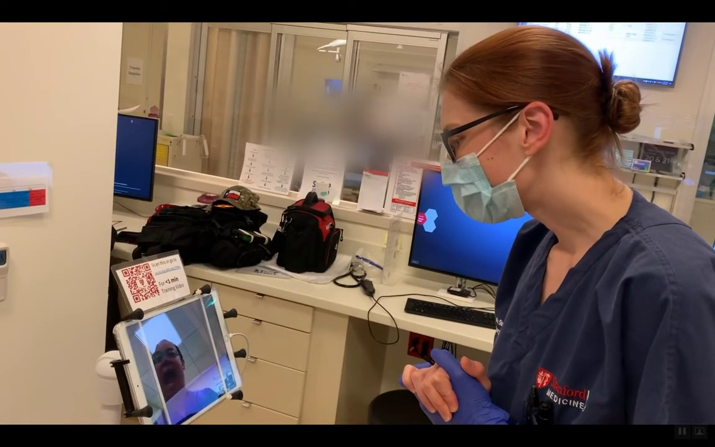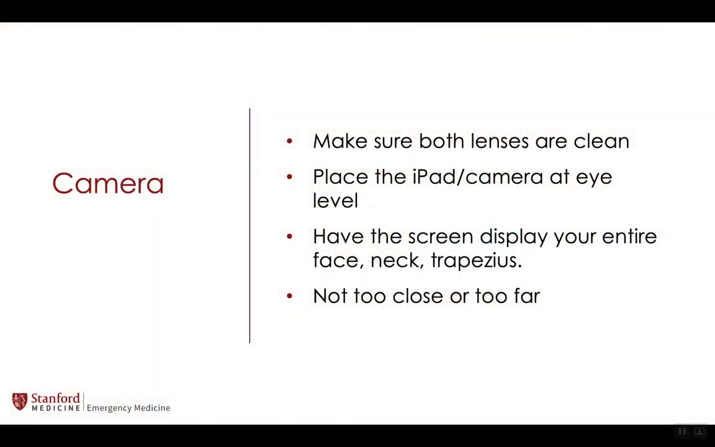So for camera setup, you want to make sure both lenses are clean. If you have a blurry picture, it might just be that you need to wipe off the lenses. You also want to place the iPad at eye level. So remember, if it's horizontally configured, the lens is going to be on either side, and if it's vertically oriented, the lens is going to be at the top of the iPad.